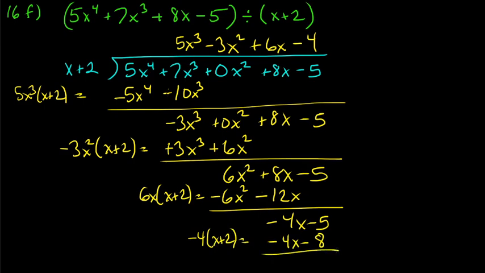I think I have just enough room to squeeze this in here, right? Don't forget to flip the signs. They're both negative, change them to both positive. And when you add negative 5 plus 8, you get a remainder of 3. I didn't mean to write it in red. Yep, so we do get a remainder here. So the answer is 5x cubed minus 3x squared plus 6x minus 4, and then plus 3 divided by x plus 2.